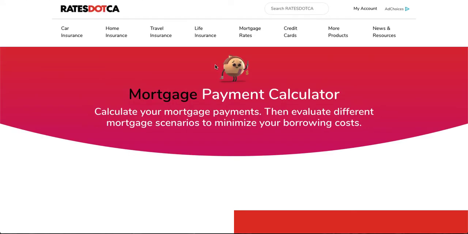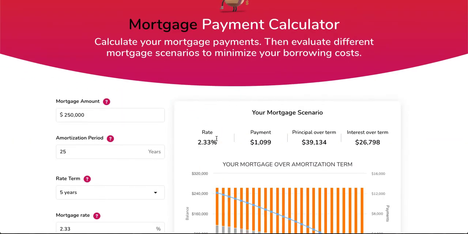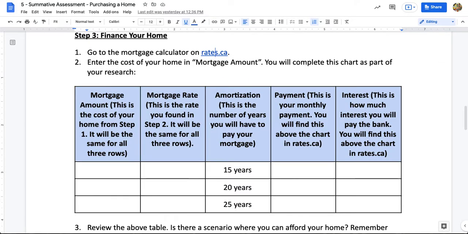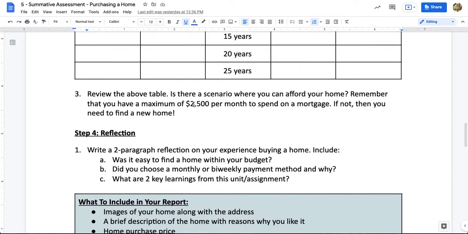Here's the mortgage payment calculator, and I'm going to go back to it in just a sec, because what I'd like to do is show you the rest of the project and then show you the template where I'll answer some of these questions. I'm going to fill this out, and again, I'll show you in just a moment how to do it. Now this is important. Do I have any scenario where my payment is at the most $2,500 per month?